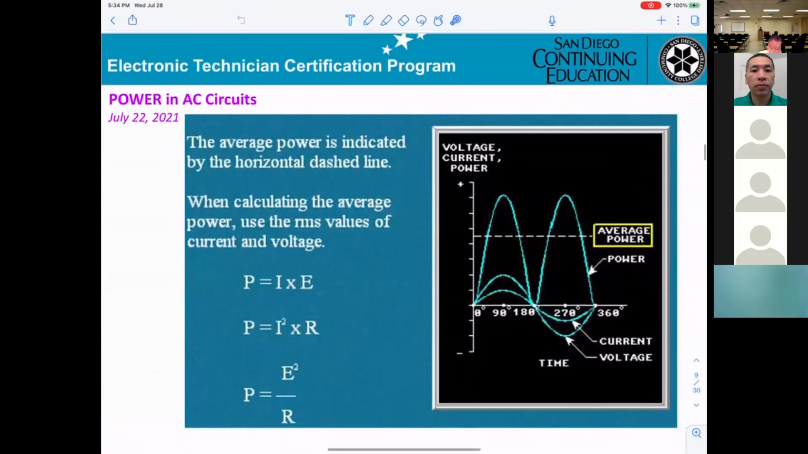The average power is indicated by the horizontal dashed line. That means they're telling you the average power right here. When calculating the average power, you use the RMS value of the current and the voltage. So basically, P equals I times E, or I squared times R, or E squared divided by R.